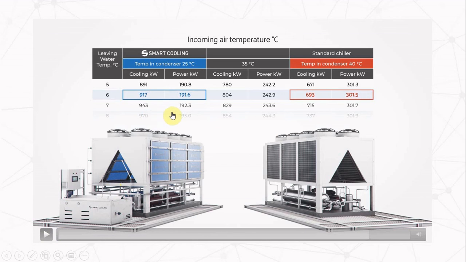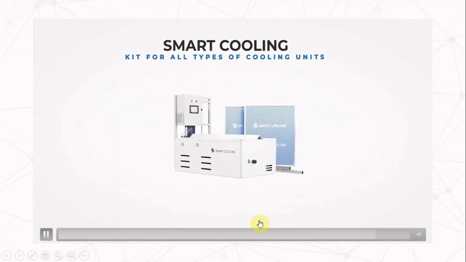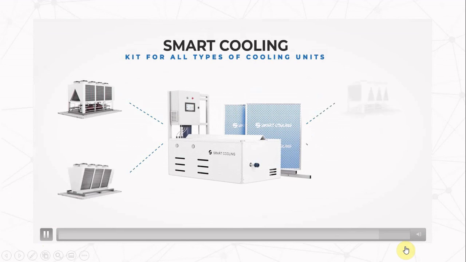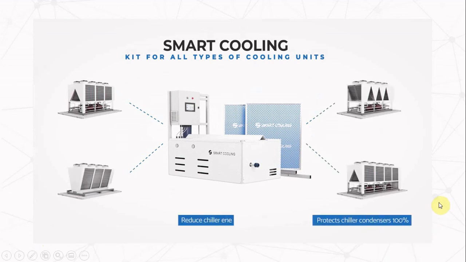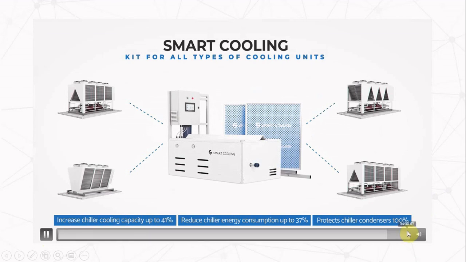You can see that the electricity consumption will be of 301 kilowatts and the cooling capacity will be of 693 kilowatts. Now look at how, when the incoming air temperature is of 25 degrees Celsius, the electricity consumption plummets to only 191 kilowatts and the cooling capacity soars to 917 kilowatts. This is an efficiency increase of more than 35% on the chiller. That is why the chiller data performance sheet is a very important tool for us to estimate what will be the potential savings for each specific building or facility. We develop our calculated estimations based on the data performance sheet provided by the chiller manufacturers.